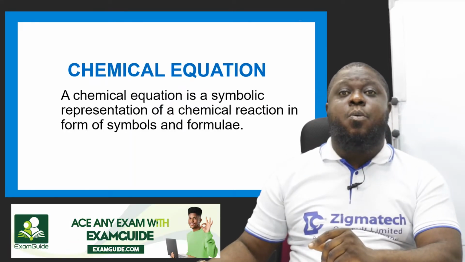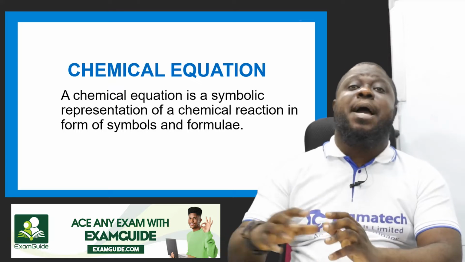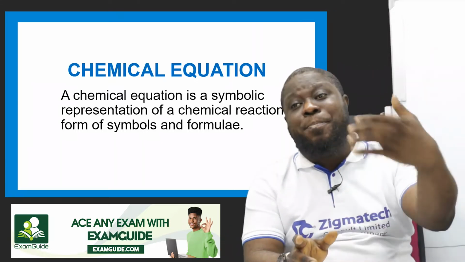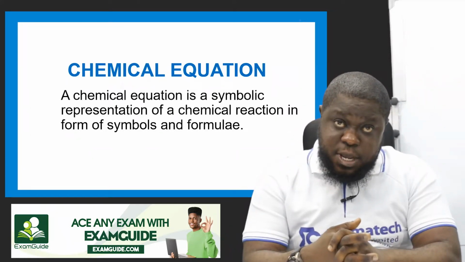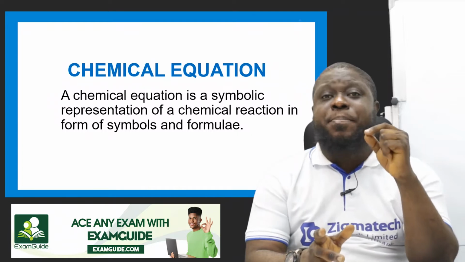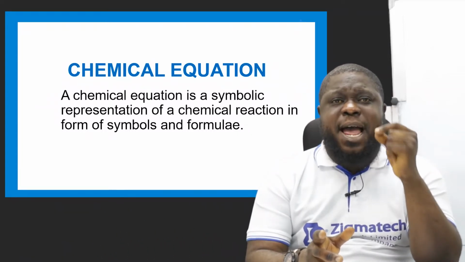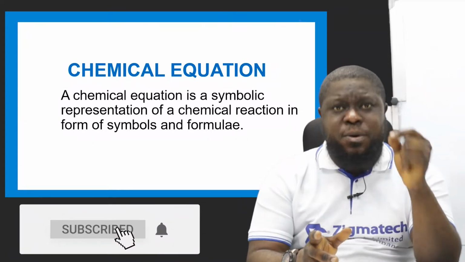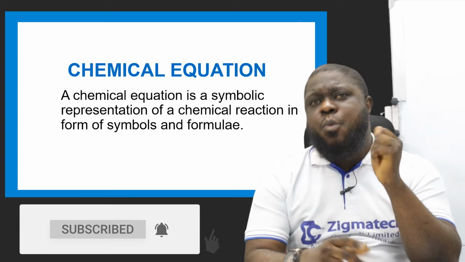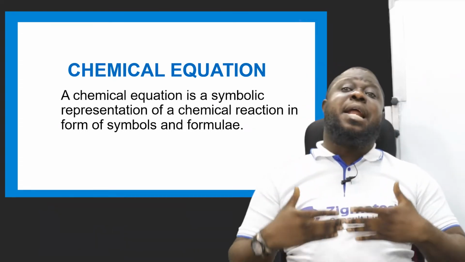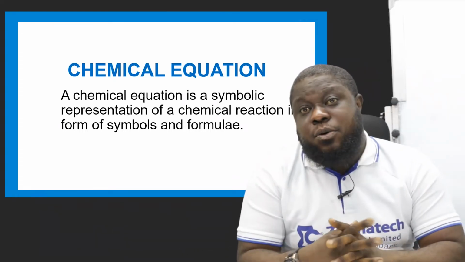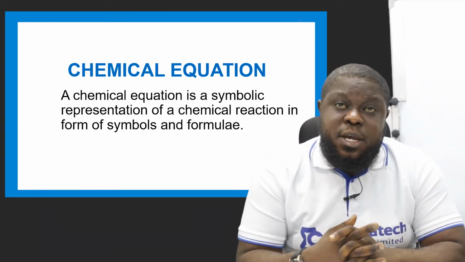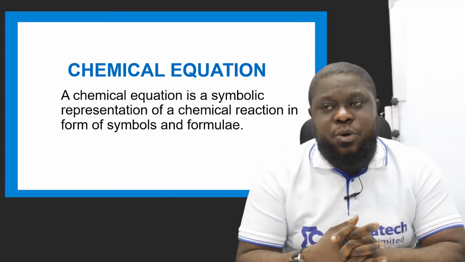Now, before we know how to balance a chemical equation, let's know what a chemical equation is. A chemical equation is a symbolic representation of a chemical reaction in form of symbols and formulae. When you represent a chemical reaction with symbols and formulas, it becomes a chemical equation.